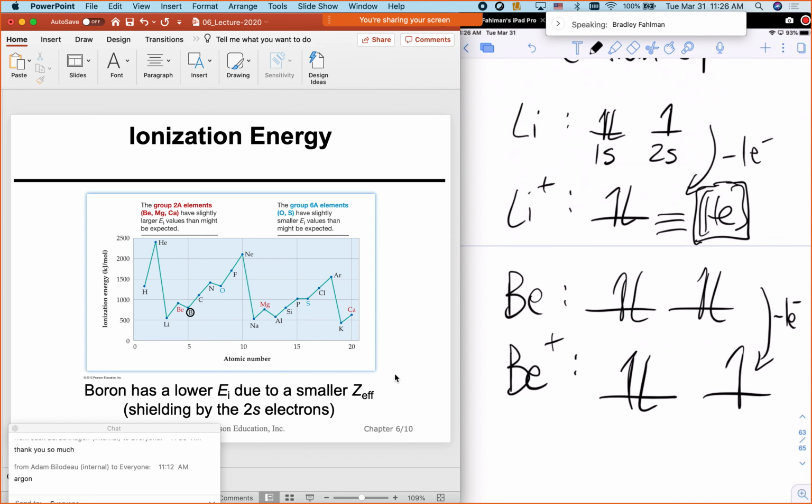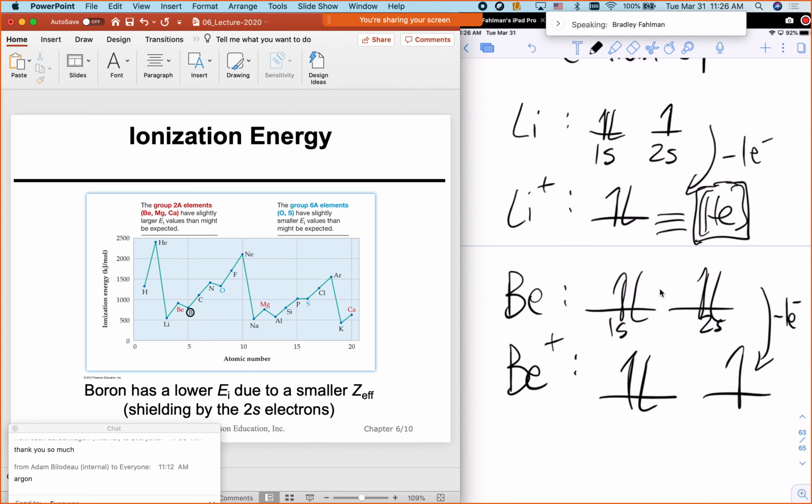And so the reason why this is harder to do is because it's actually pretty stable here. It has all of its orbitals, so the 1s and the 2s are filled. And so for it to lose an electron, it has to give up its fully filled orbitals.